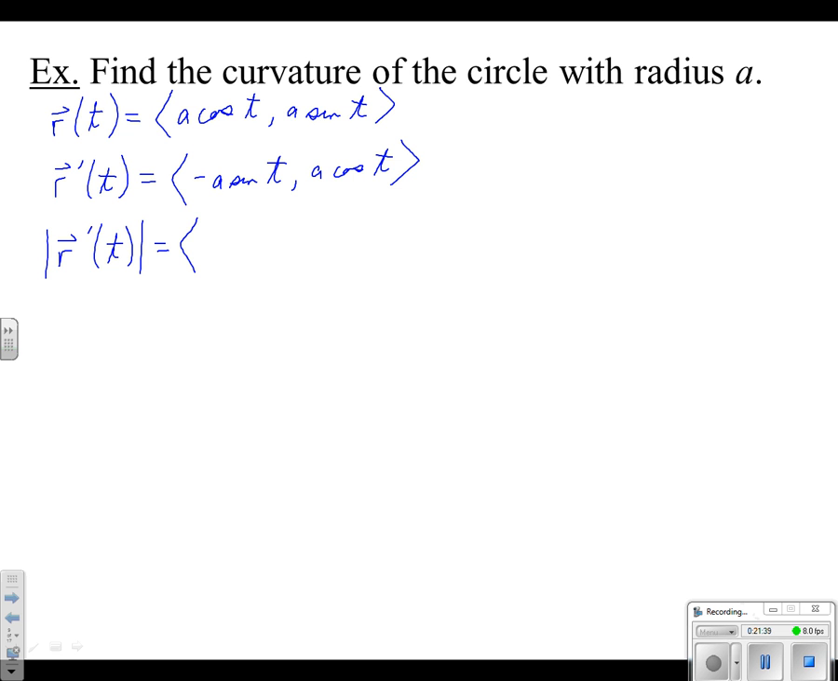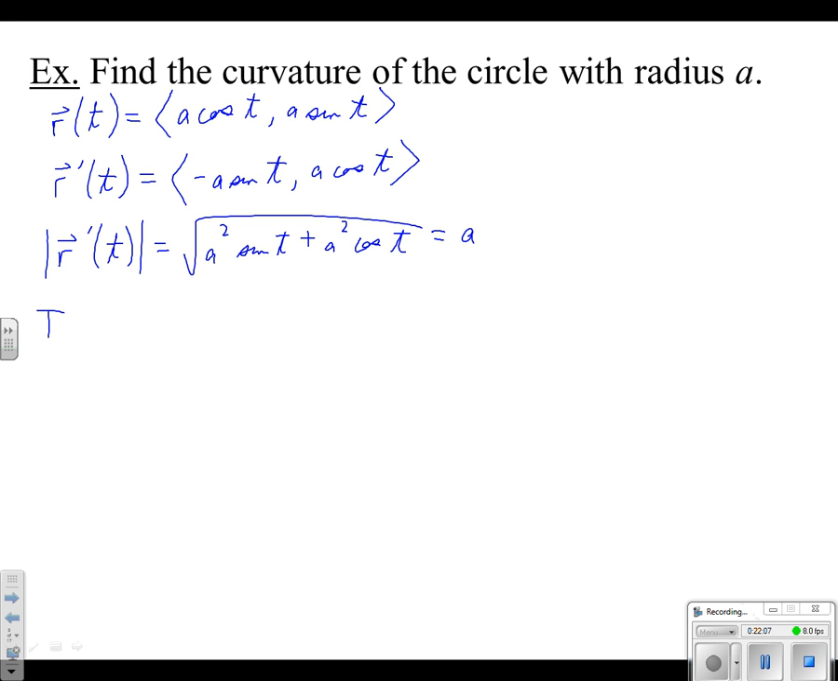It's not a vector. So that would be the square root of a squared sine t plus a squared cosine t. Factor out an a squared. The square root of that is just a. And then we're left with sine squared plus cosine squared, which is 1. So the magnitude is 1.